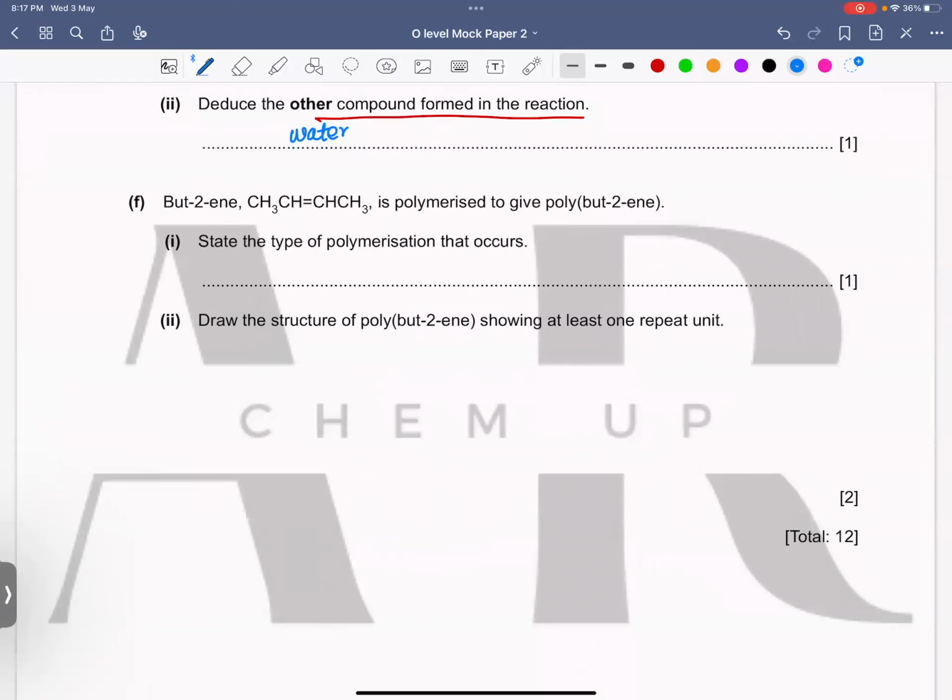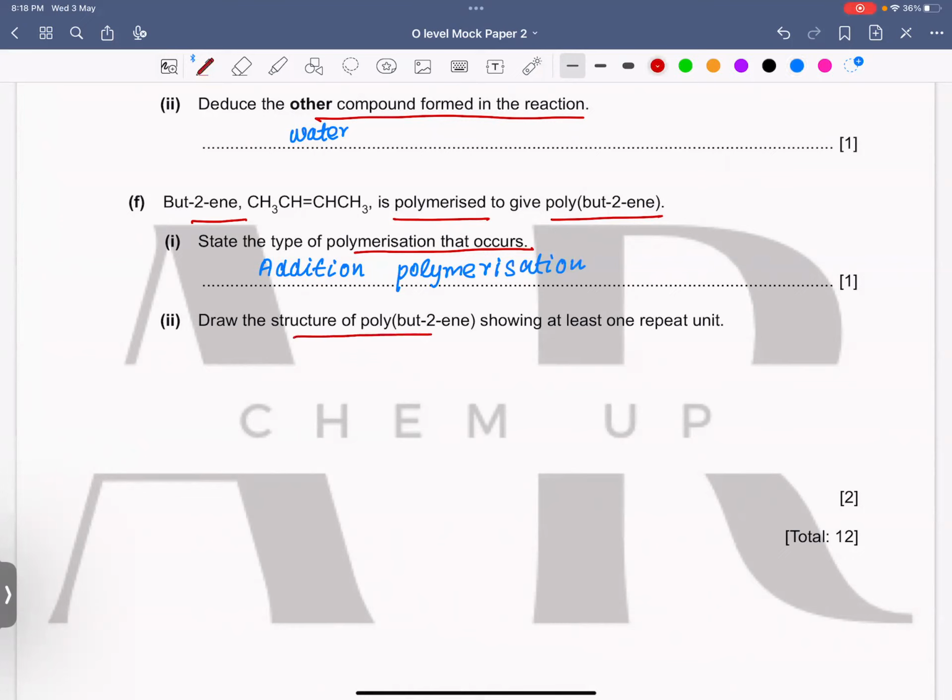Now, butene is polymerized to give a polybutene. State the type of polymerization that occurs. Yes, very good. Because the compounds containing a double bond undergo only addition polymerization. Okay. Any compound containing a carbon-carbon double bond undergoes addition polymerization.